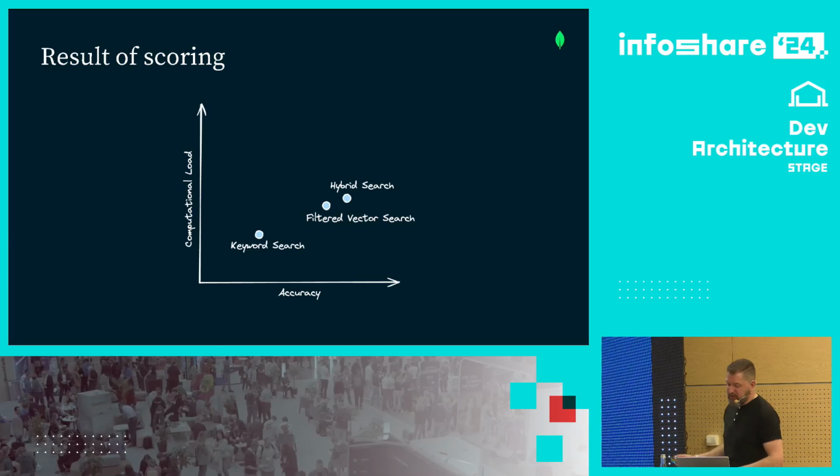So basically with hybrid search, we move the needle again to the right on the accuracy scale with a small uptick in computational load compared to vector search.